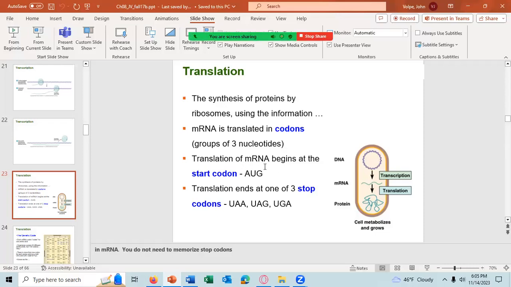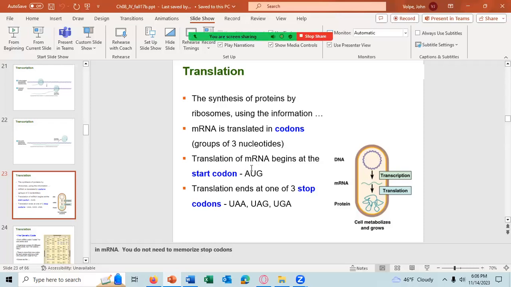The start codon serves two functions. It tells the ribosome, begin protein translation here, and then it also codes for the amino acid methionine. So every protein, when it is first translated, will always start with the amino acid methionine because that is what AUG codes for.